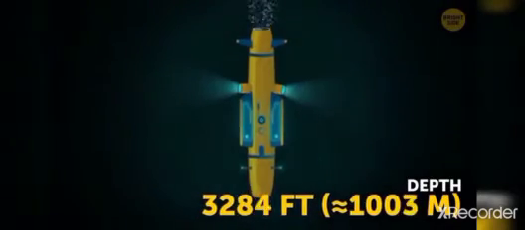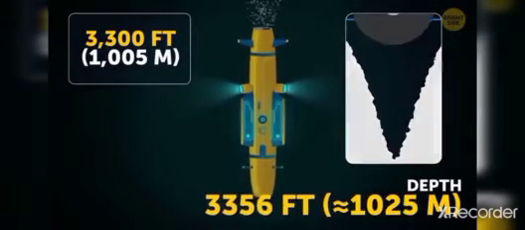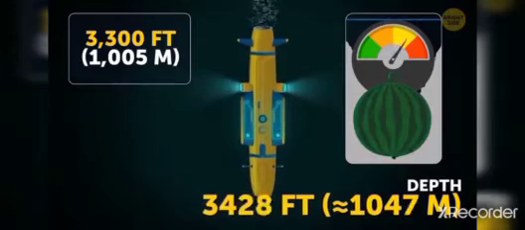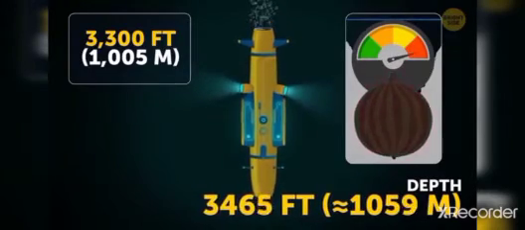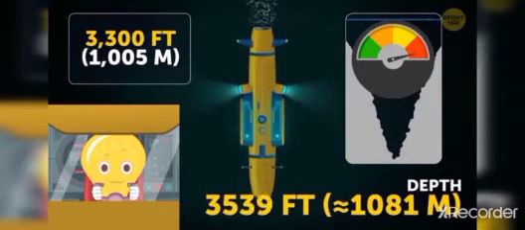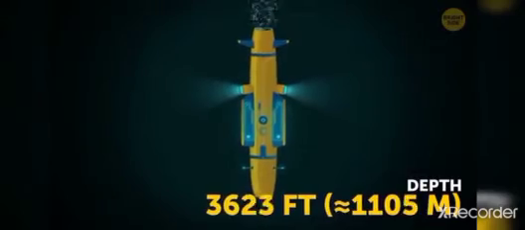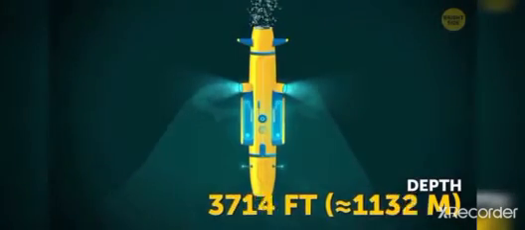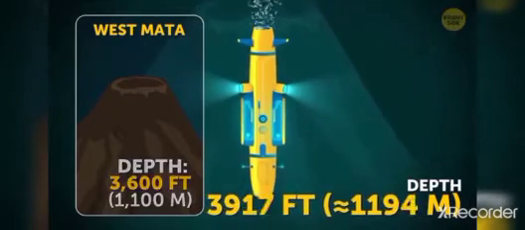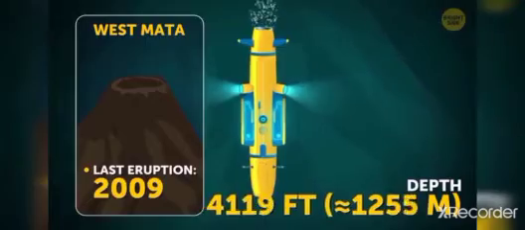And that's where pitch darkness finally falls on us, the midnight zone. The pressure here is so huge that if you somehow end up being here without a submersible, well, you'll simply be crushed in a couple of seconds. And that without seeing a thing too. Not the best of prospects. Anyway, at 3,600 feet, there's West Mata, one of the deepest ocean volcanoes in the world. Its last eruption was in 2009, and it was even filmed by a remotely operated vehicle.